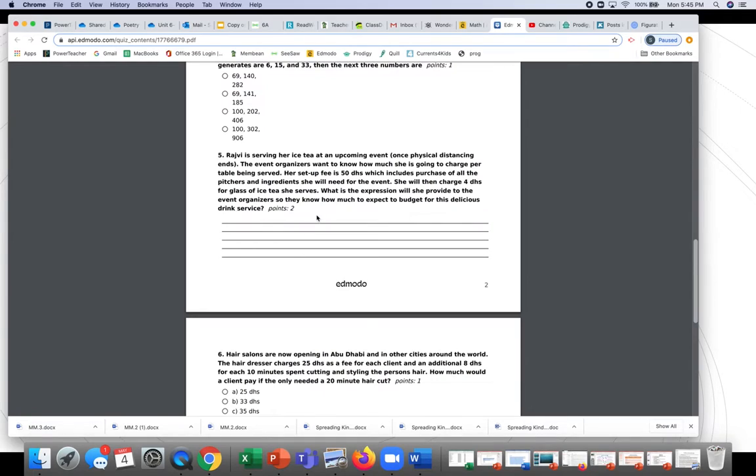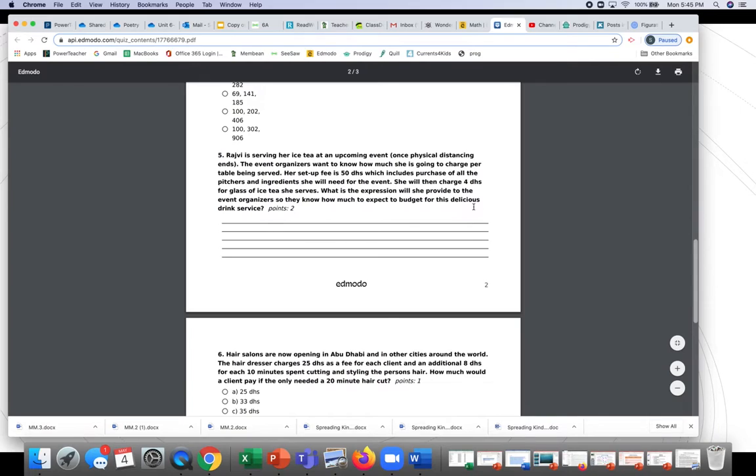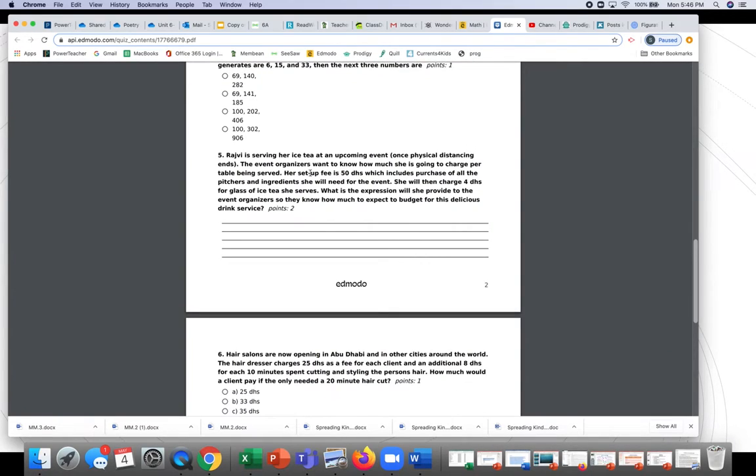Okay. So the thing that is changing is the 4, right? Depending upon how many people she serves, there would be that amount times the number of people. So it's going to be 4D maybe, or 4P, 4 times the number of people that she serves, or 4G times the number of glasses that she serves, plus what always stays the same, which is her constant, the setup fee of 50 dirhams.